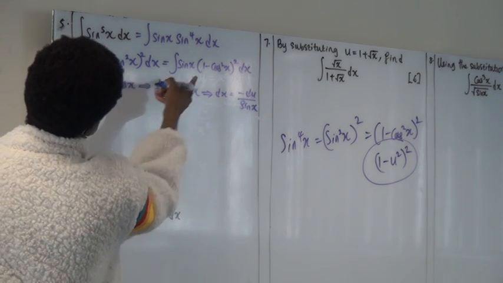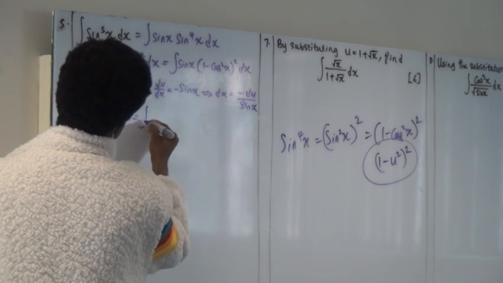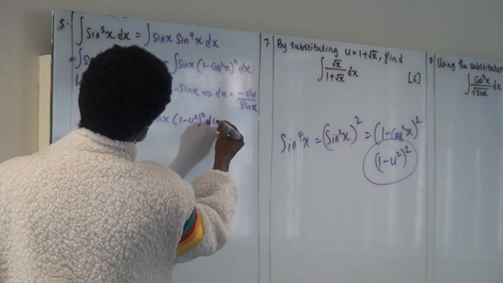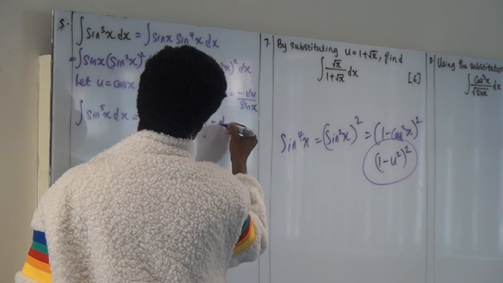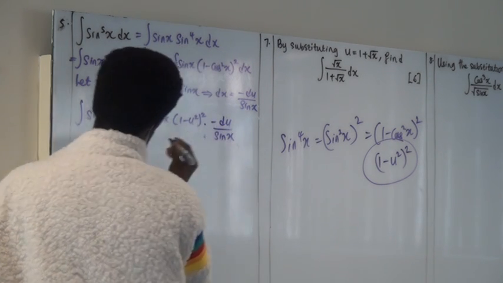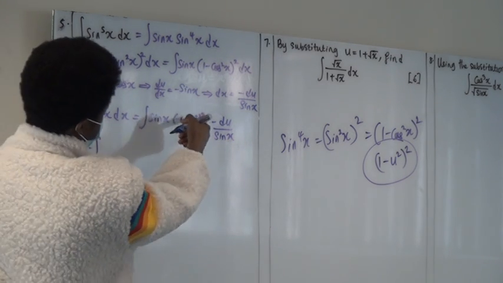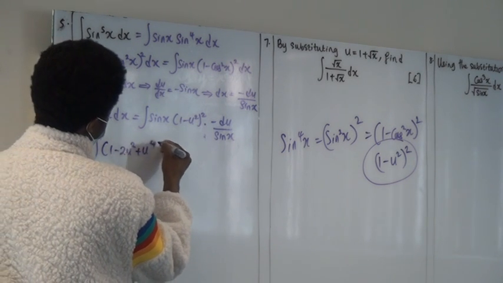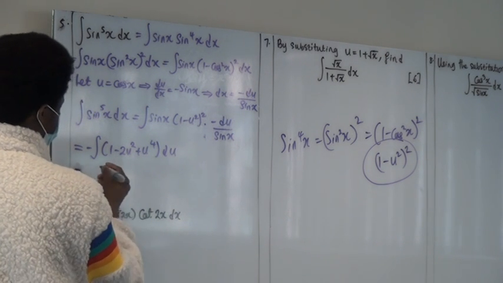So, the original problem, which is now this, will now be integral sine x times 1 minus u squared, squared, du with a negative, of course, minus du over sine x. And that is reduced to minus the integral of, right? If you open this bracket, 1 minus 2u squared plus u to the power 4, yes? Right? So, integrate now. Yes, tell me.